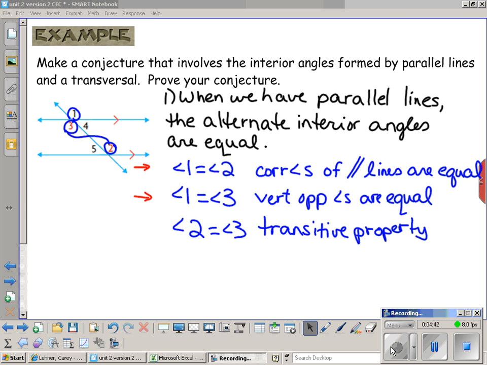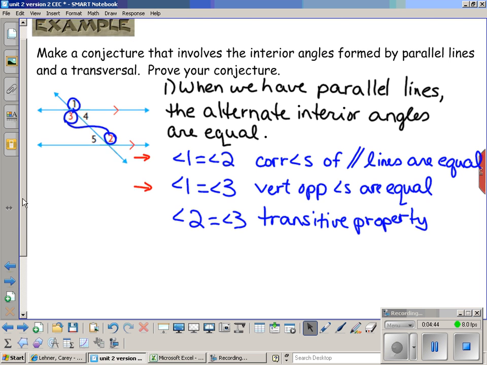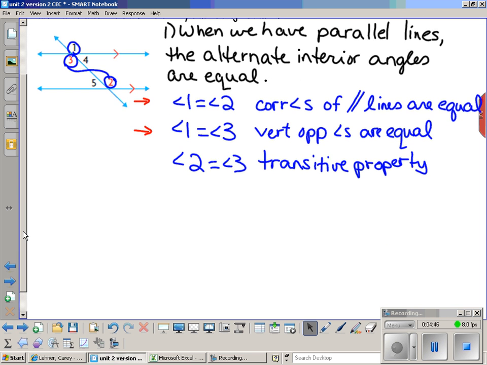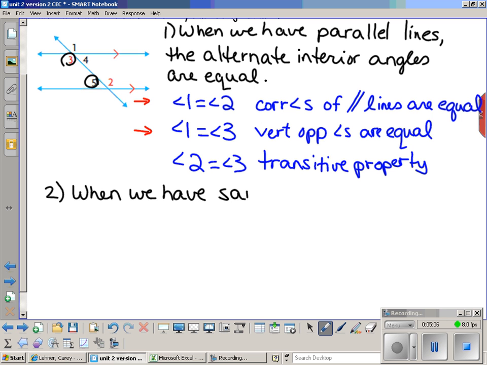Now, I had said there were two conjectures that we could make here. So the first one we made was for the alternate interior angles. But we also have another set of interior angles. And these are called same side interior. And the conjecture that I'm going to make is when we have same side interior angles.